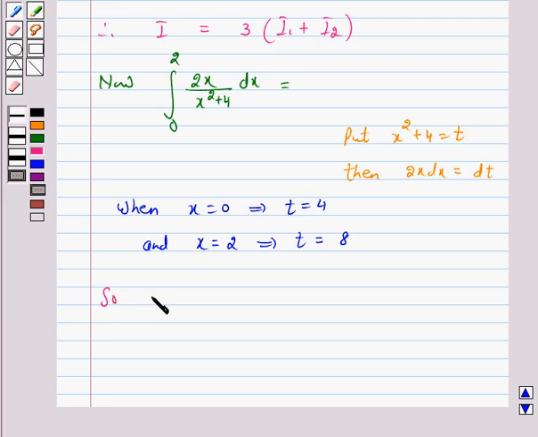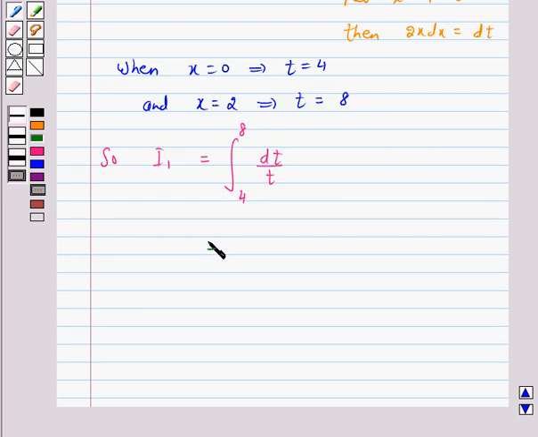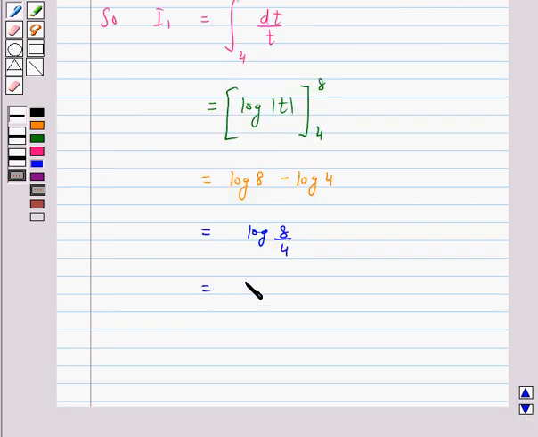So I1 is equal to integral from 4 to 8 dt upon t, and this is equal to log of mod t. Now we will find its value from 4 to 8. So this is equal to log 8 minus log 4. Now log m minus log n is equal to log m over n. This is equal to log 8 over 4, which is equal to log 2.